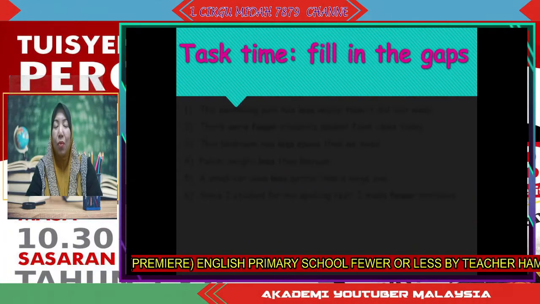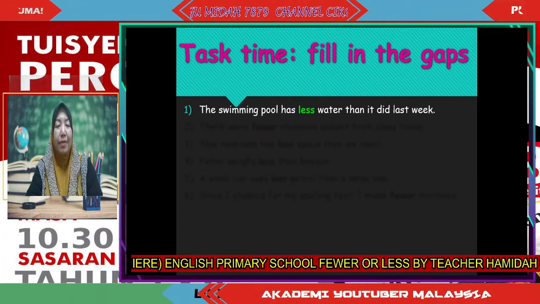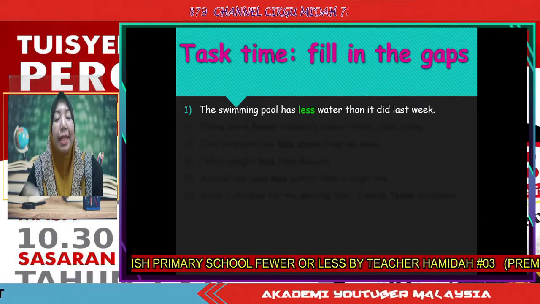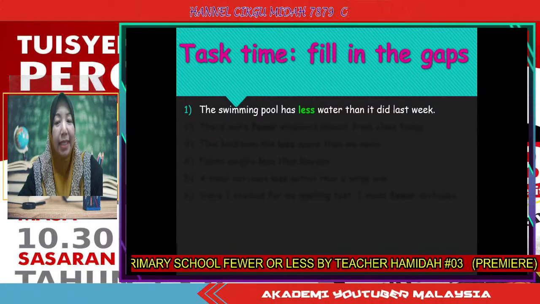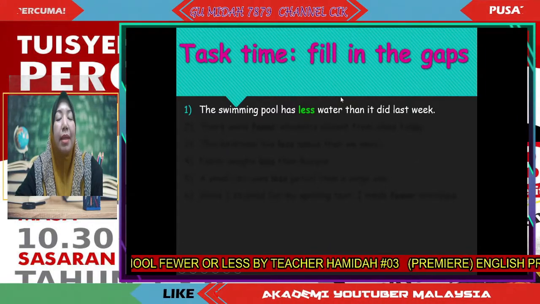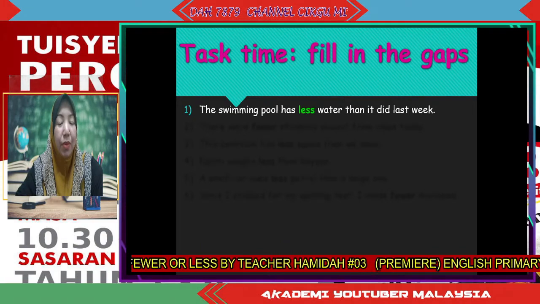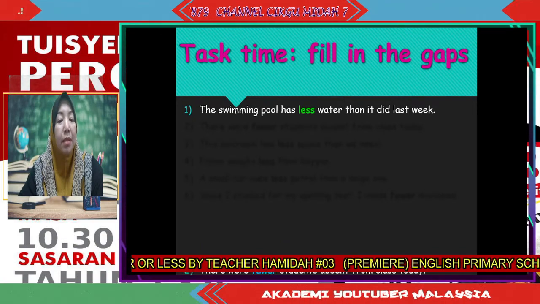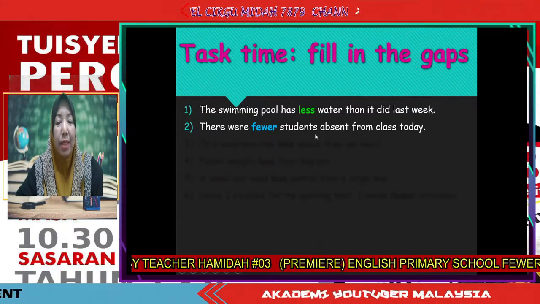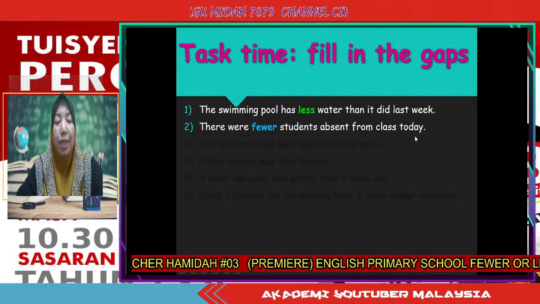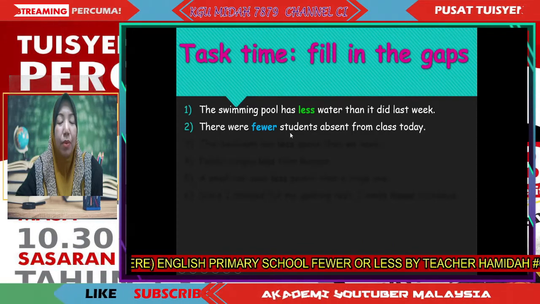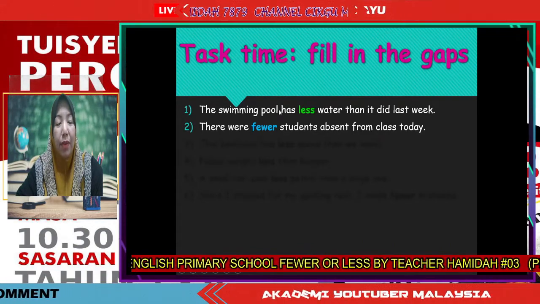Let's see. What's the correct answer? For number 1, the swimming pool has less water than it did last week. Why do we use less? Because water is uncountable. So that's why we use less. Number 2. There were fewer students absent from class today. Why do we use fewer? Because students is a countable noun. We can count students. So that's why we use fewer.